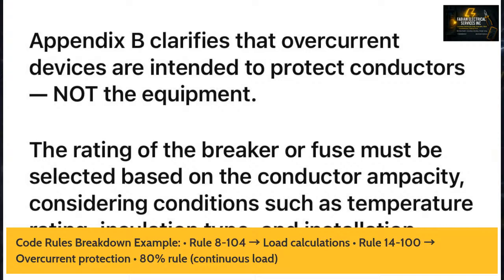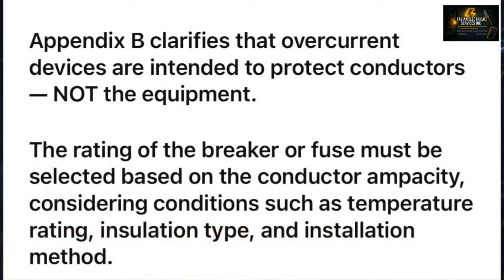I'm just going to try to remove the actual banner here so you can actually see it. So there you go. The rating of the breaker or fuse must be selected based on the conductor ampacity, considering conditions such as temperature rating, insulation type, and installation methods. So that is what the rule states there.